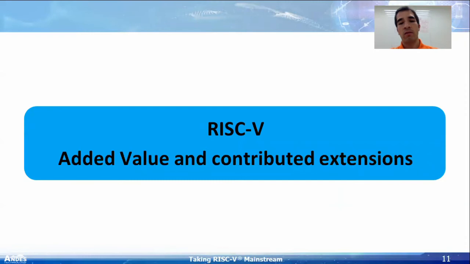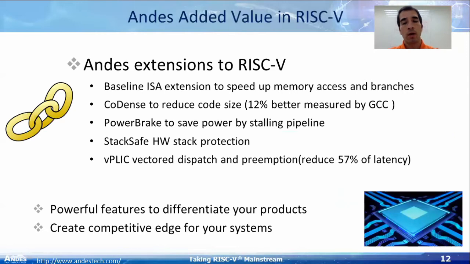RISC-V, added value and contributed extension. If RISC-V is an open instruction set architecture, why do you have commercial vendors like Andes offering it? Well, we are adding value to it. For example, we are adding some baseline ISA extension to speed up memory access and branches, which comes from our know-how. We also have things to reduce the code size even more, some clever hardware mechanism inside the core.